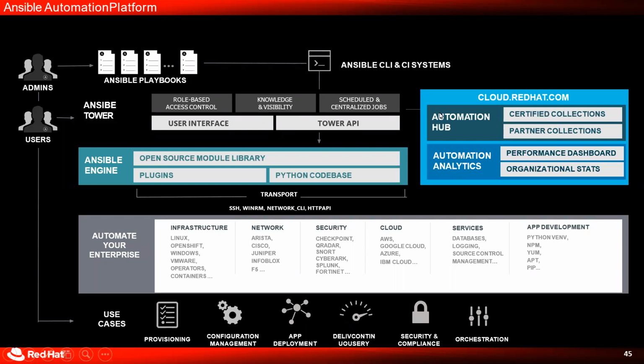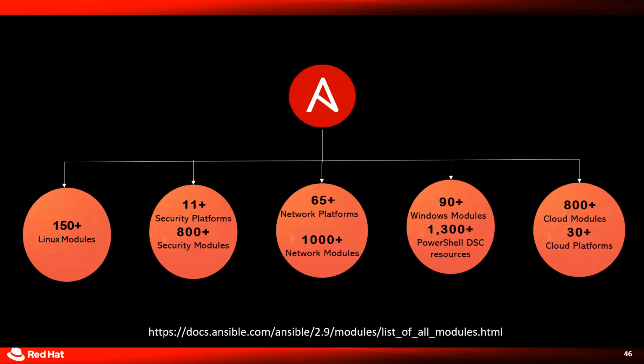And of course, Automation Hub will help you search the approved Ansible modules from Red Hat. So this is the overall view of how Ansible automation platform looks like, and this is the last slide.